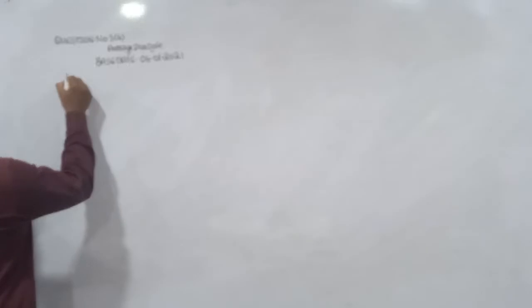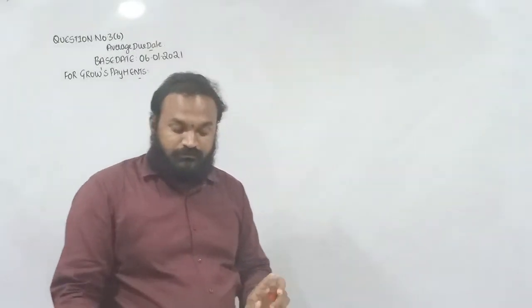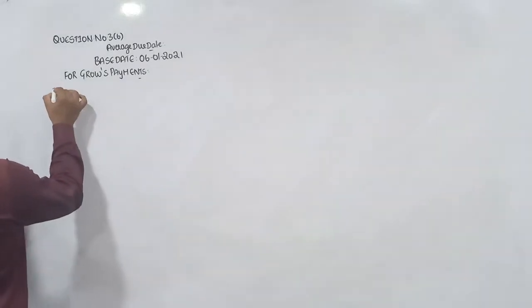First for gross payments. Everyone clear? For gross, remember what is the base date? It's 6th January 2000. First column is due date. Second column is amount.